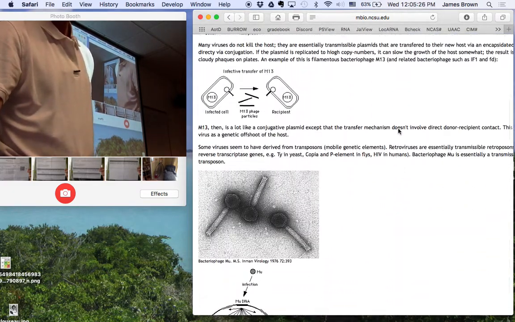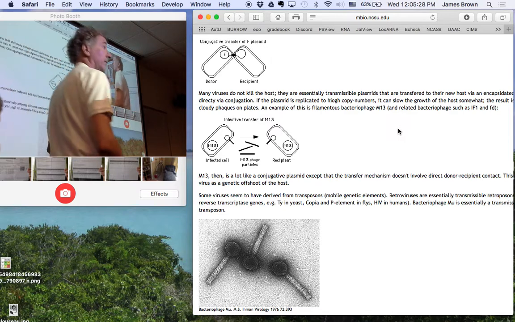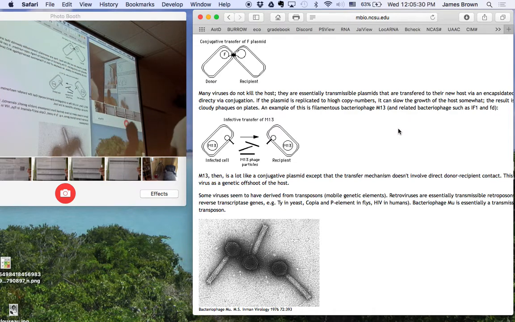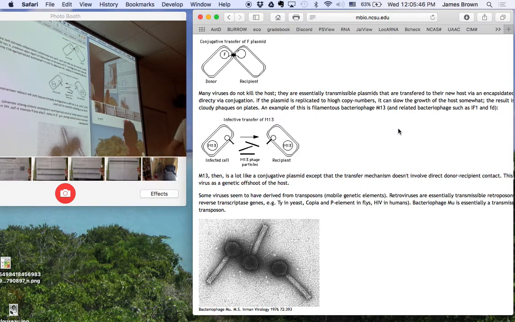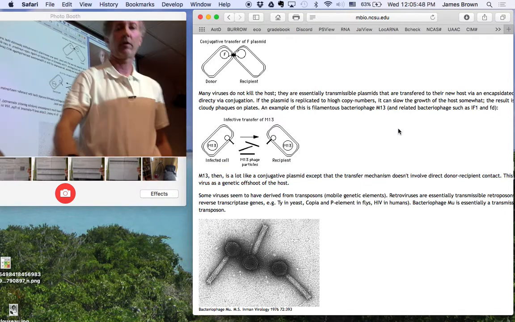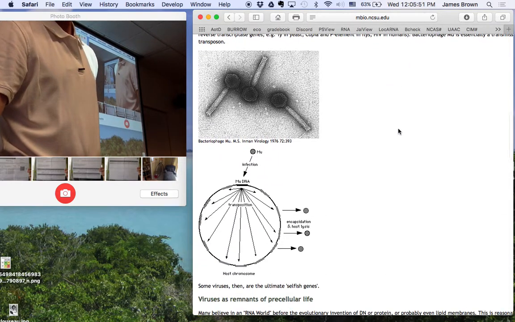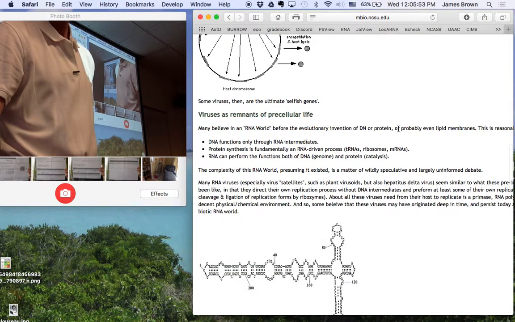Yeah, okay. So another example of this are retroviruses. Retroviruses are really nothing more than some control genes of capsid stuff and a reverse transcriptase. The retroviruses are reverse transcriptase genes out of control. TY elements in yeast, copia, P elements, HIV, all of these things are clearly derived from the genetics of the host.